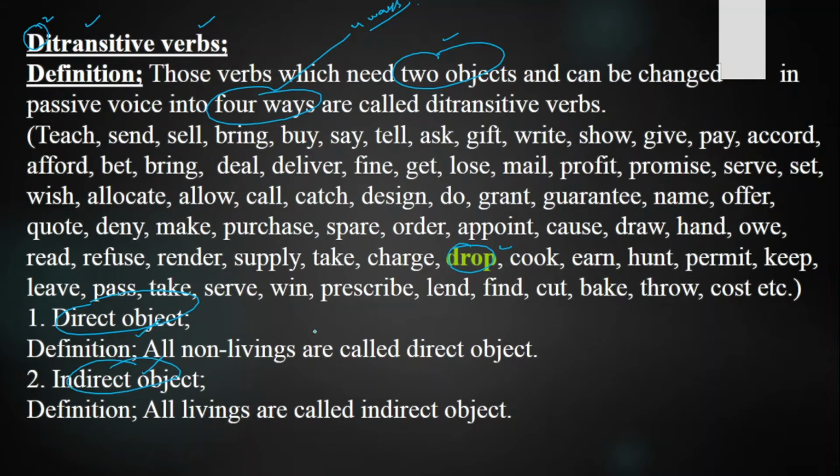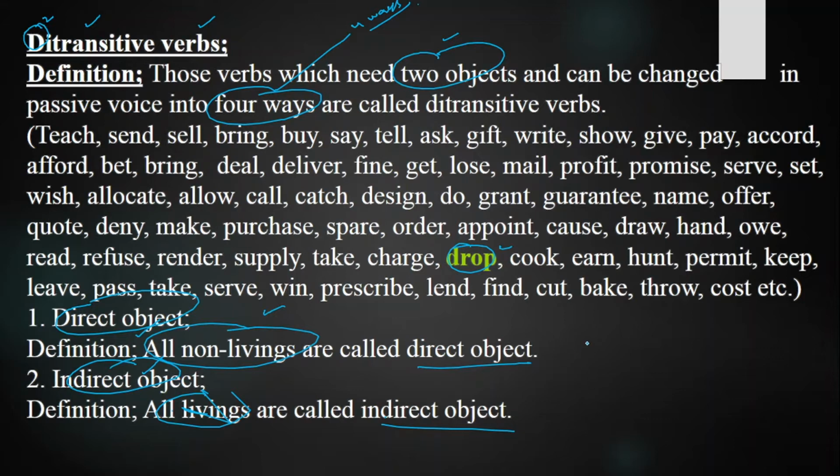Direct means whatever non-livings we have, those are known as the direct object, and whatever livings we have, keep in mind, those are called the indirect object. Now the main target: why do they need two objects? If you put only one of the objects, the meaning won't be clear.